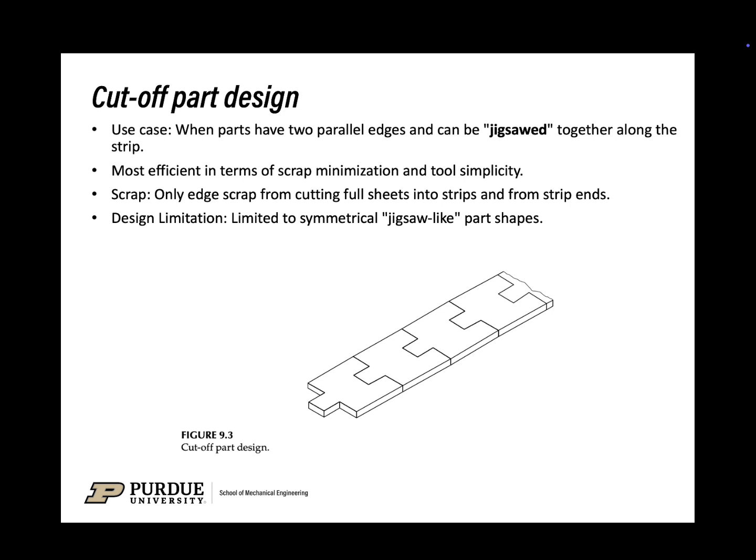From this page, I would like to start to discuss different kinds of part design. The first one is the cutoff part design. The use case is when parts have two parallel edges and can be jigsawed together along the strip. It can be called a cutoff part design. Among all the designs, this is the most efficient in terms of scrap minimization and tool simplicity. The scrap of this kind of part is the edge scrap from cutting full sheets into strips and from strip ends. The design limitation is that it is limited to symmetrical jigsaw-like part shapes. And here's a figure from the book showing what cutoff part design is.